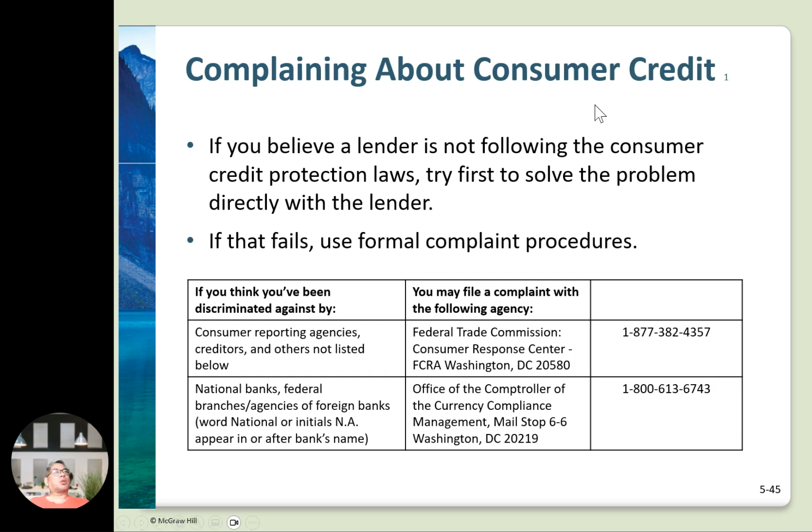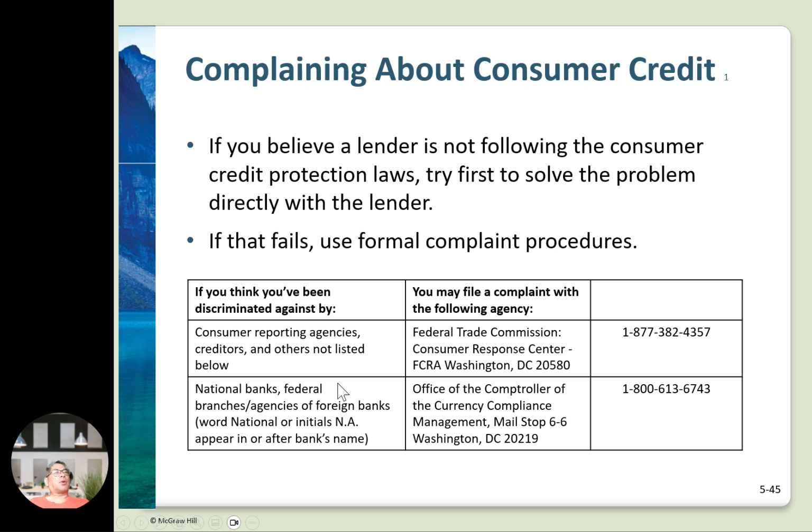Complaining about consumer credit. If you believe the lender is not following the consumer credit protection law, try first to solve the problem directly with the lender. If that fails, you can file a complaint. These are the lists and the numbers. For consumer reporting agencies and creditors, it is the FTC, the Federal Trade Commission.